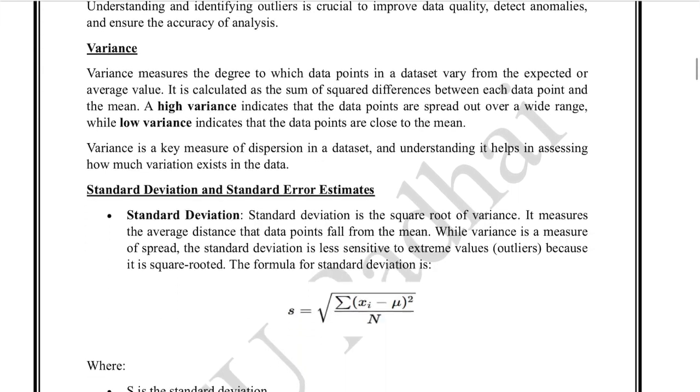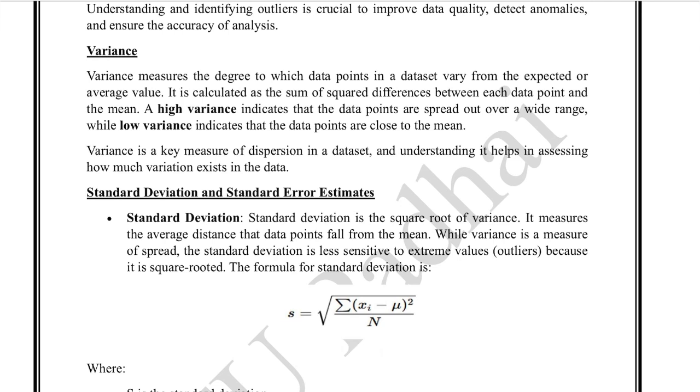Next is variance. Variance measures the degree to which data points in a data set vary from the expected or average value. Important definition. Okay, it is calculated as the sum of the squared differences between each data point and the mean.